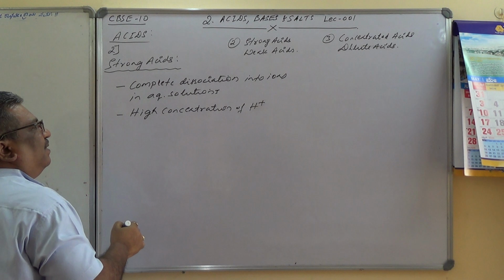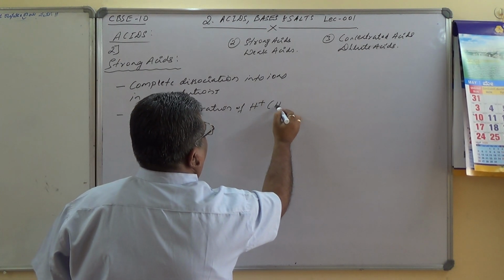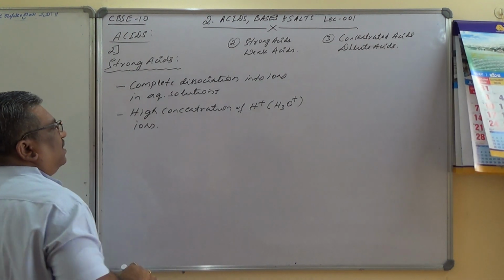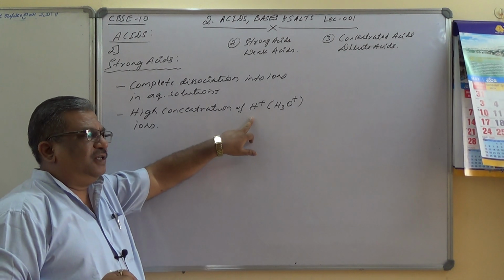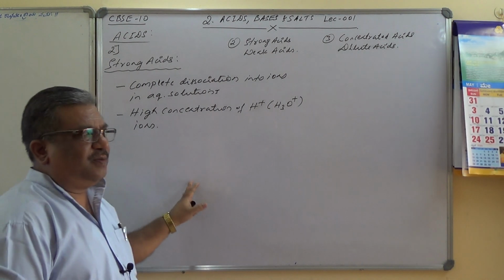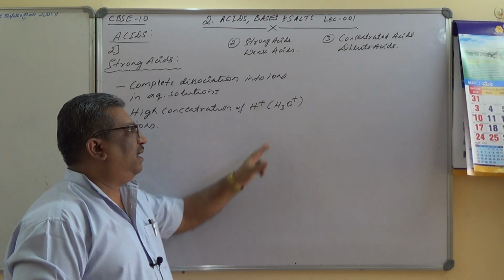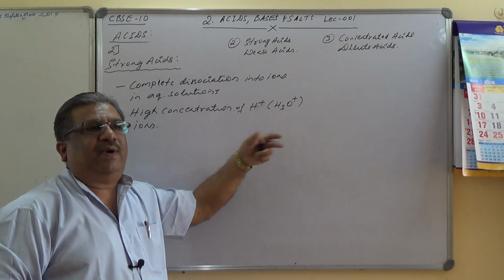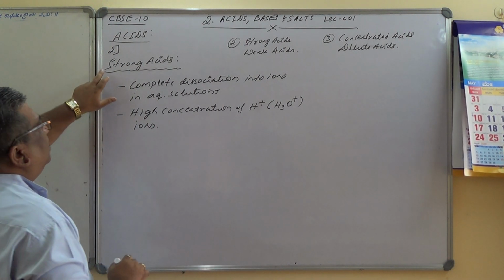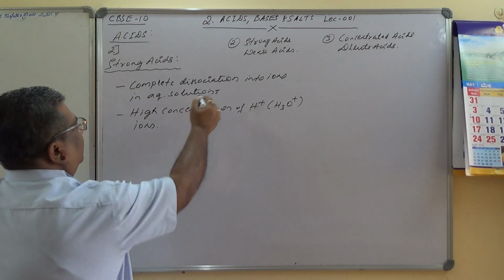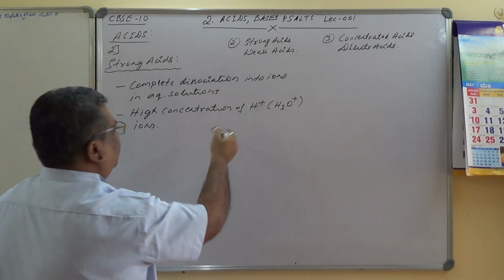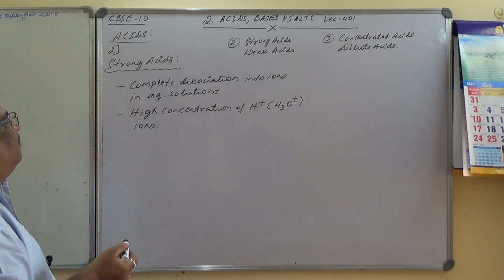Whenever I say H plus ions, you must also remember that it can be H3O plus ions also, hydronium ions. Why hydronium ions? In aqueous solutions, hydrogen ion is not stable. It will combine with water to form hydronium ion, and H plus ions are responsible for acidic character. Equally, I can say hydronium ions are responsible for acidic character, whereas hydroxide ions are responsible for basic character, isn't it? Similarly, strong acids are the ones which undergo complete dissociation into ions in aqueous solutions, and thereby produce a higher concentration of H plus ions or hydronium ions. This is one way of defining this.